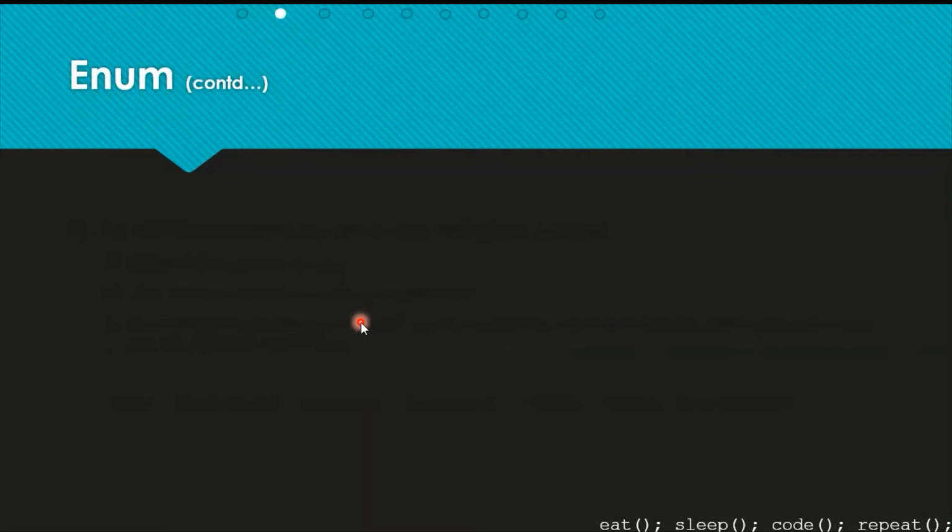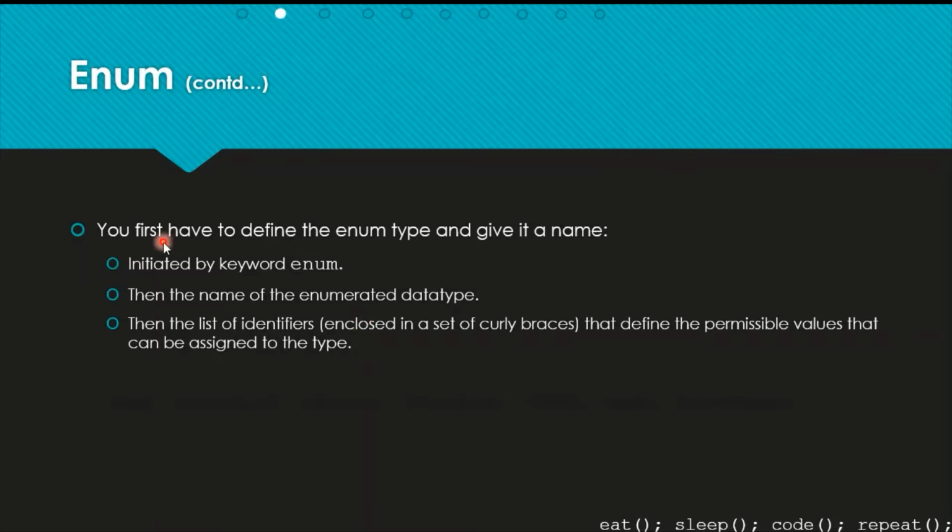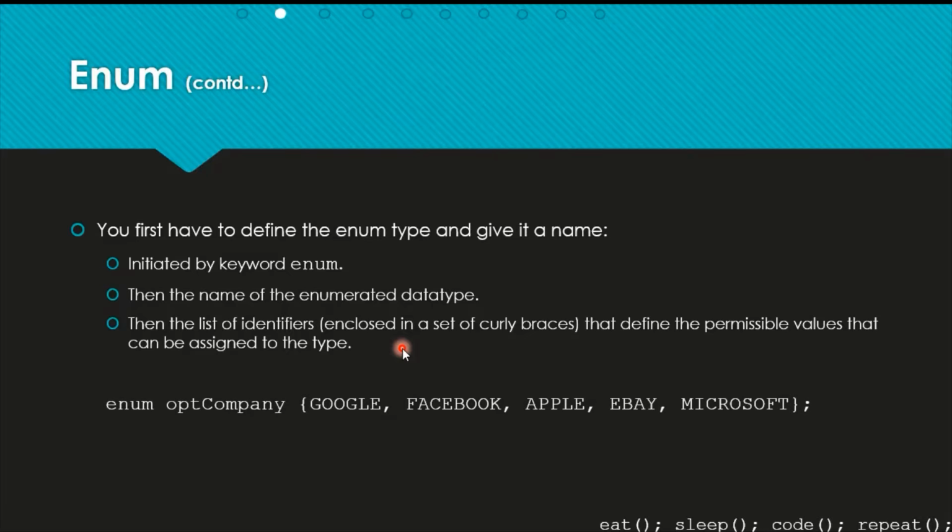So for the definition of the enum data type, first of all we use the keyword enum. We're going to see the example. Then we name the enumerated data type and then the list of identifiers enclosed inside curly braces that define the permissible values that could be assigned to the type. As an example, we have enum as our keyword, then opt company as our enumerated data type, and then the list of identifiers inside curly braces, separated by commas, ending with a semicolon. Of course, as it is C programming.